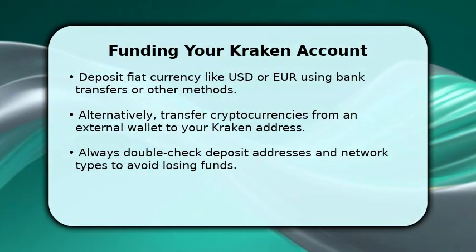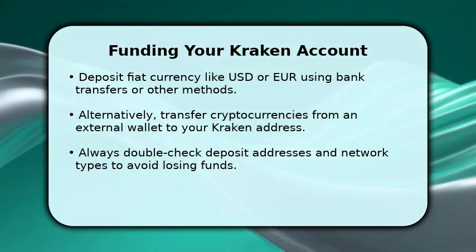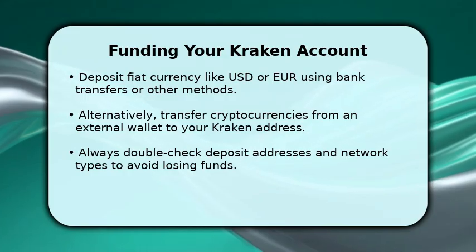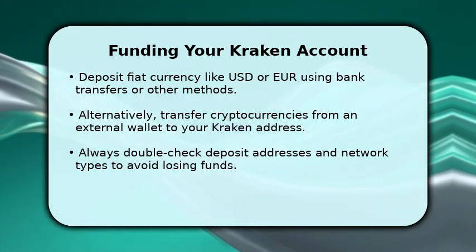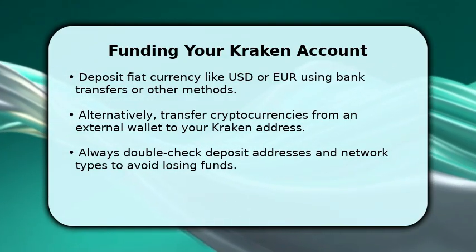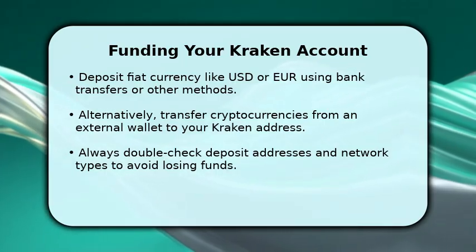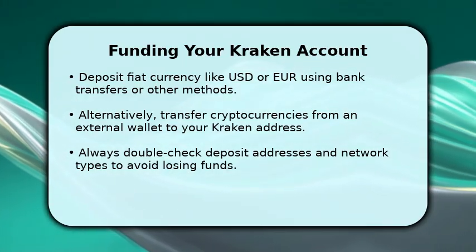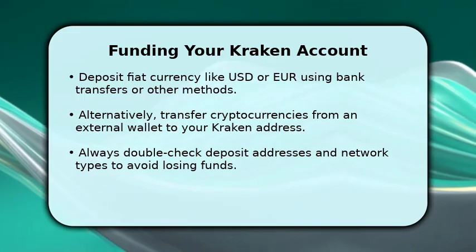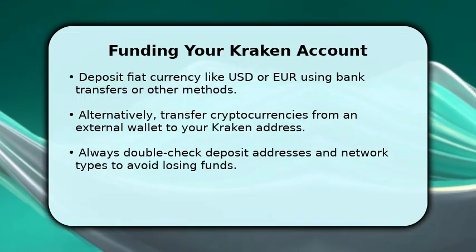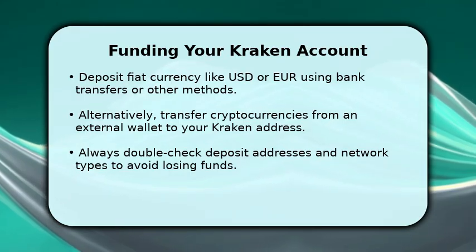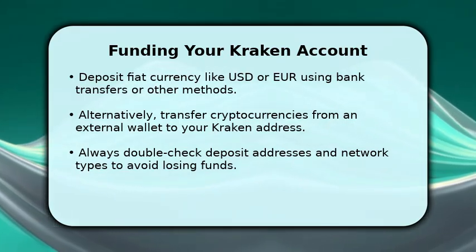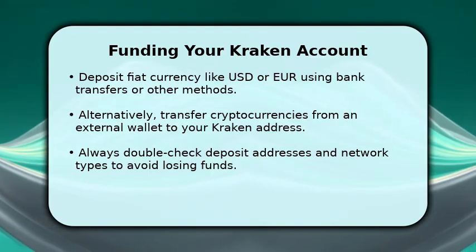Once your account is set up, you can fund it. You have two main options: depositing fiat currency or transferring crypto. For fiat, navigate to the funding section and choose your preferred method, such as a bank wire. If you're depositing crypto, select the asset and generate a deposit address. Remember to verify the network and address carefully before initiating any transfer to ensure your funds arrive safely.